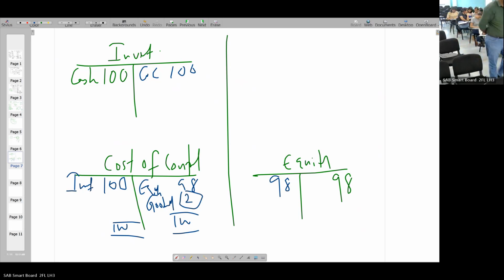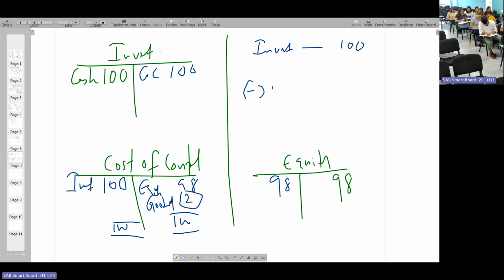Same thing can be prepared as a format as well. Investment 100 minus fair value of net asset 98 to goodwill.